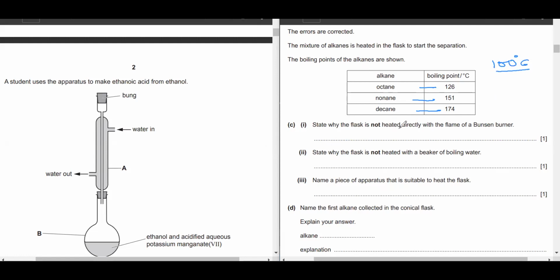Now state why the flask is not heated directly with the flame of the Bunsen burner. Why? Because the alkanes, or any organic compound, are flammable. So we know the reason. We cannot directly heat them, because otherwise they're going to catch fire. Now state why the flask is not heated with a beaker of boiling water. That means why we are not going to heat it through a water bath.